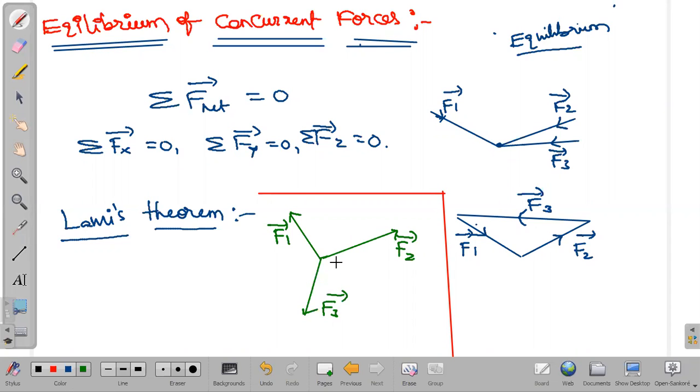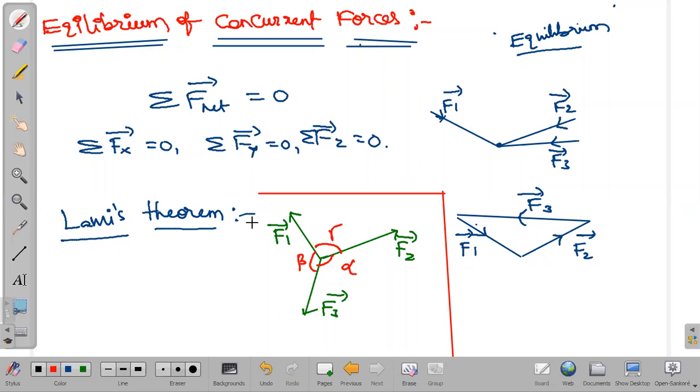Now, for these three forces, I am also considering the angles between them. The angle between F2 and F3 I am taking as alpha, the angle between F3 and F1 as beta, and this one as gamma. Three angles also I mentioned. That means F1's opposite angle is alpha, F2's opposite angle is beta, F3's opposite angle is gamma. Make sure you remember it in such a way.